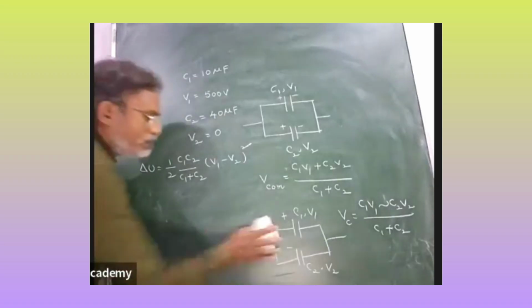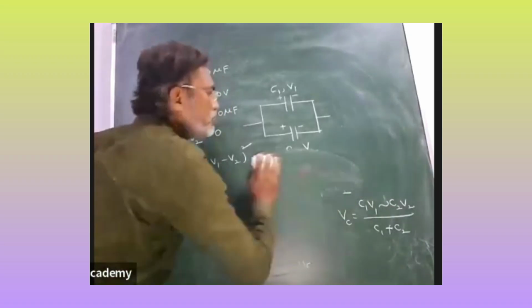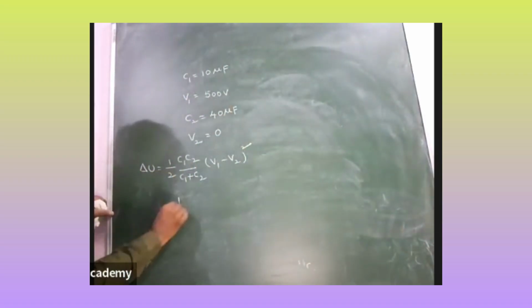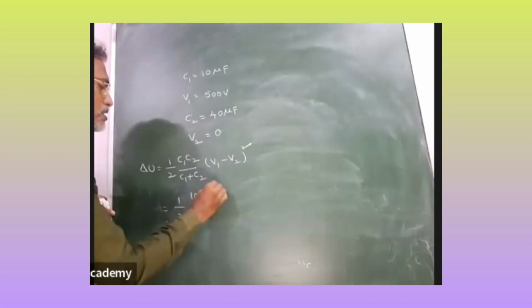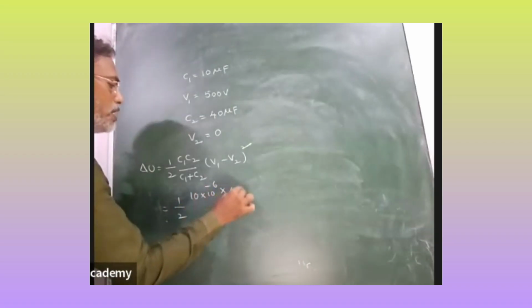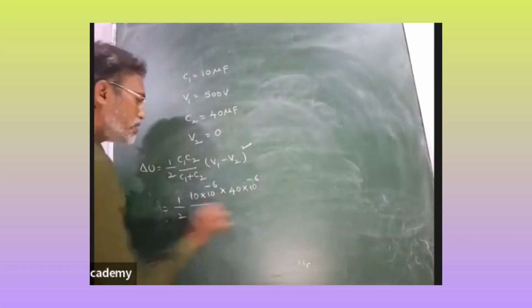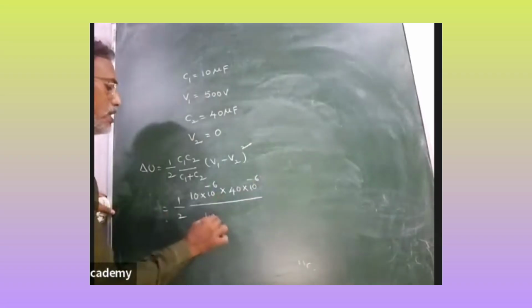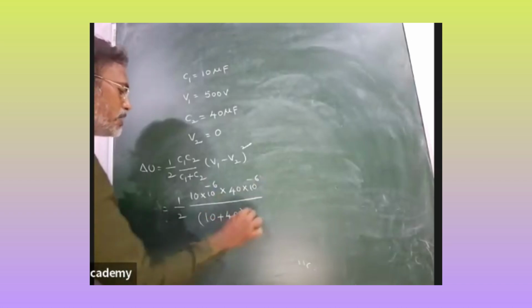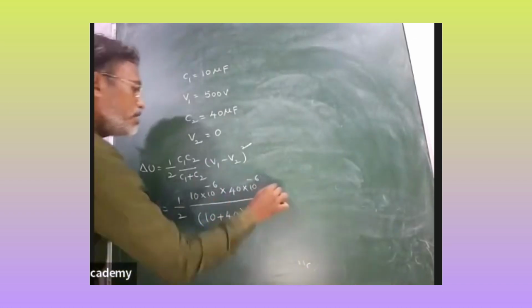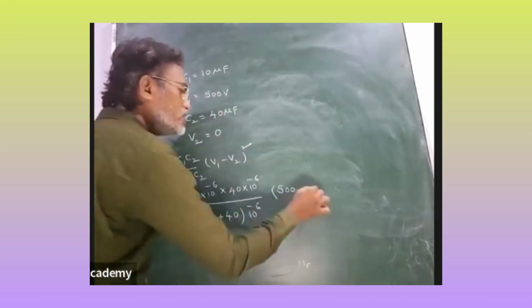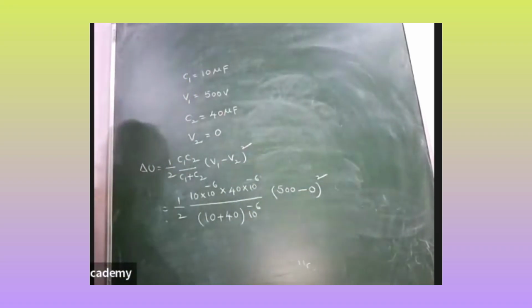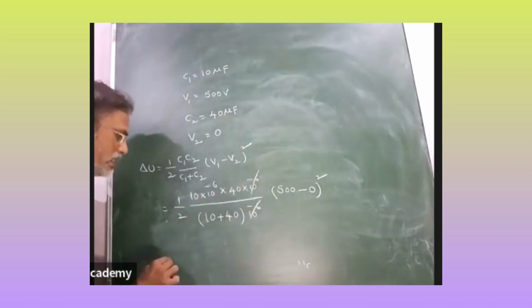Okay, fine. So now this is the formula which we considered. In this, half, C1 is 10 microfarad, 10 into 10 power minus 6, C2 is 40 microfarad, 40 into 10 power minus 6, by C1 plus C2, 10 plus 40. In both the cases, micro is common, minus 6. V1 is nothing but 500, minus V2 is nothing but 0. Why? Because uncharged. Whole square, right? So one gets cancelled here.